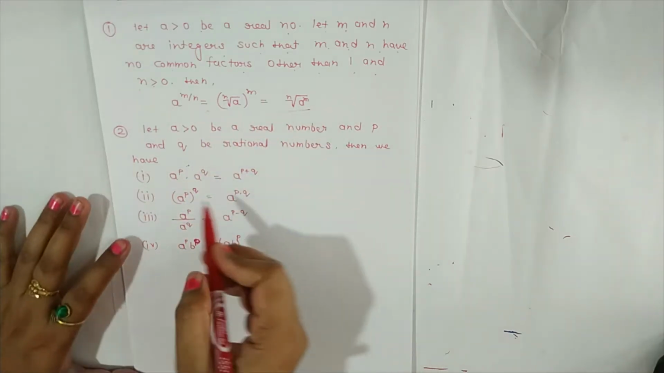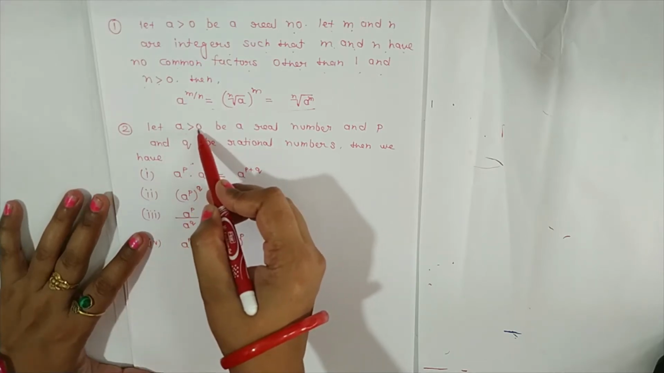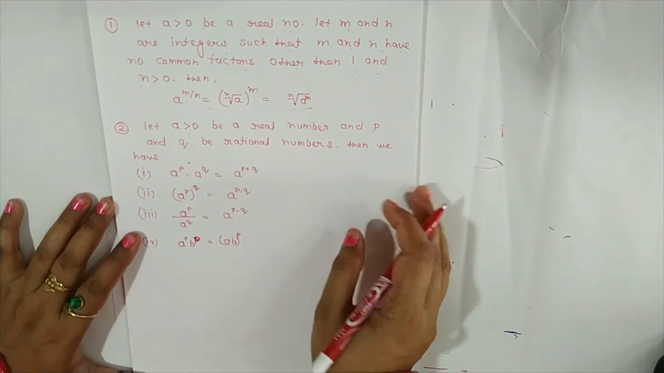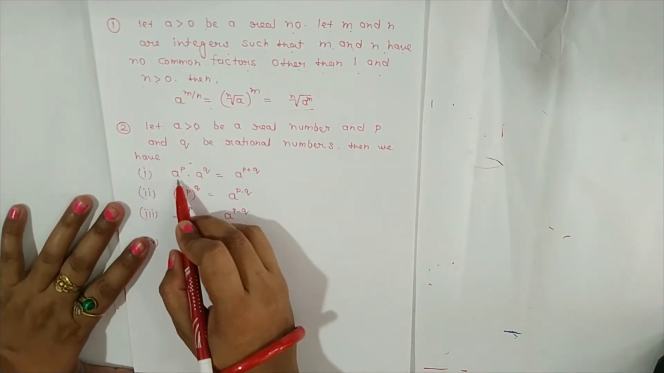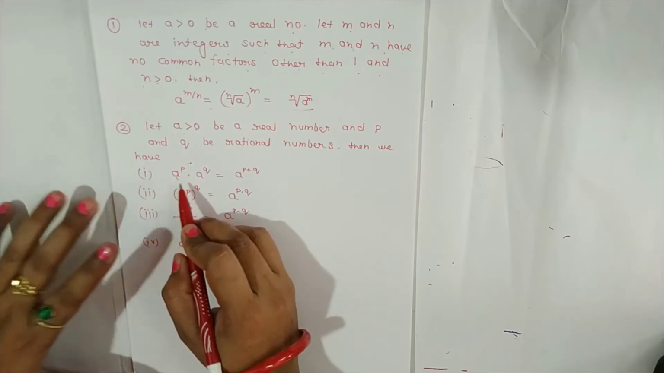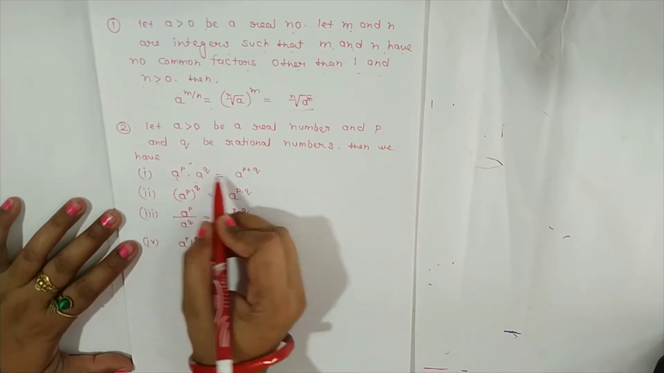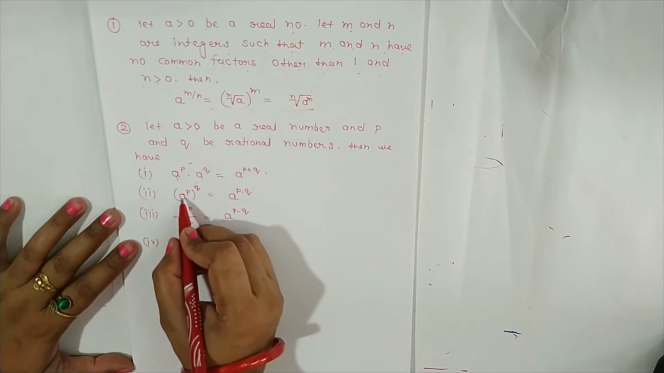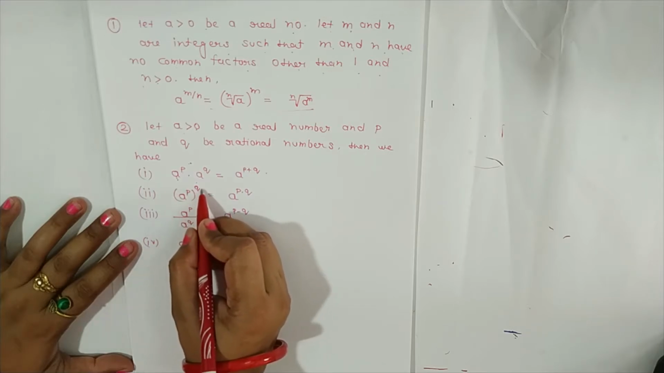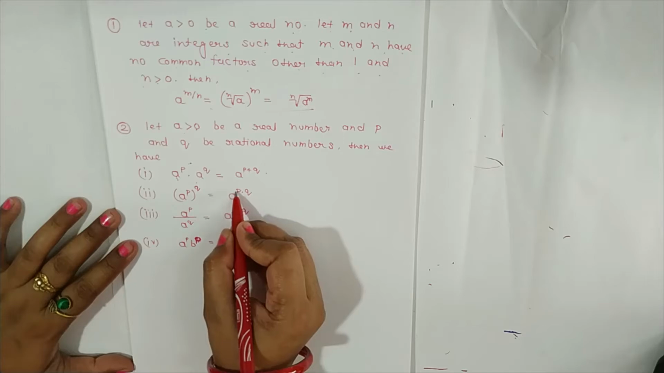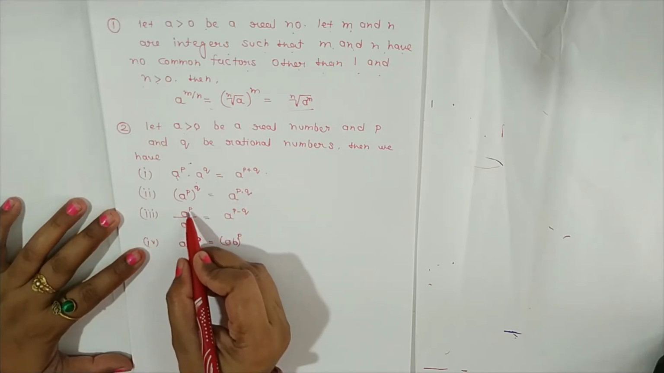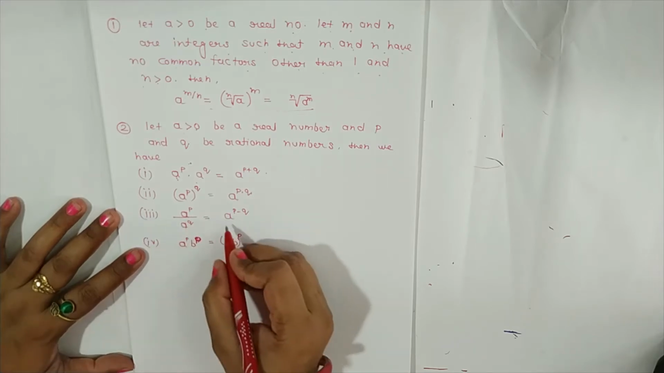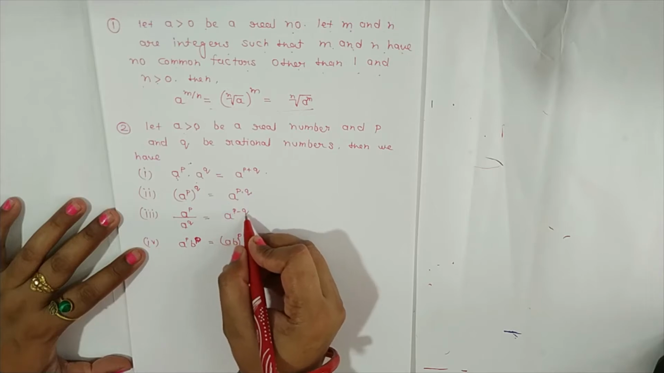Now second, when a > 0 is a real number and p and q are rational numbers, then we have: if bases are the same, powers will be added, so a to the power p plus q. Now a to the power p and the whole power q can be written as a to the power p into q. Now a to the power p divided by a to the power q, with the same base, the powers will be subtracted. That can be written as a to the power p minus q.